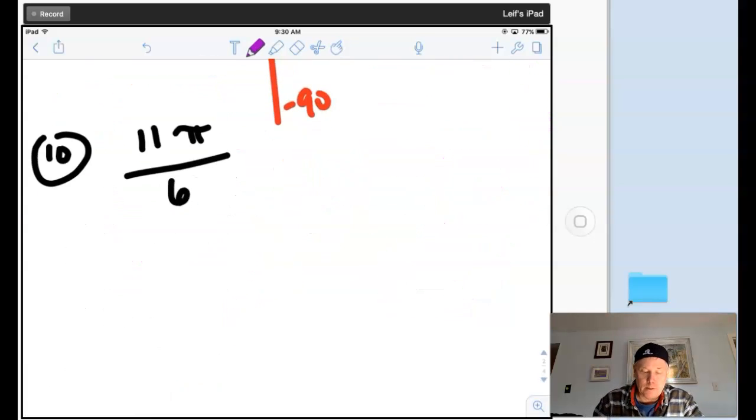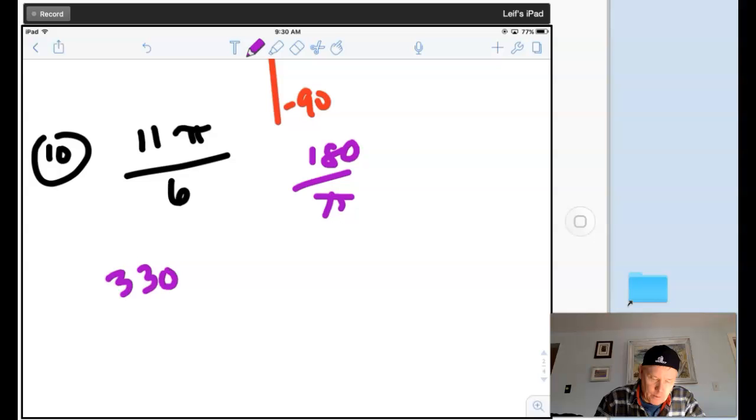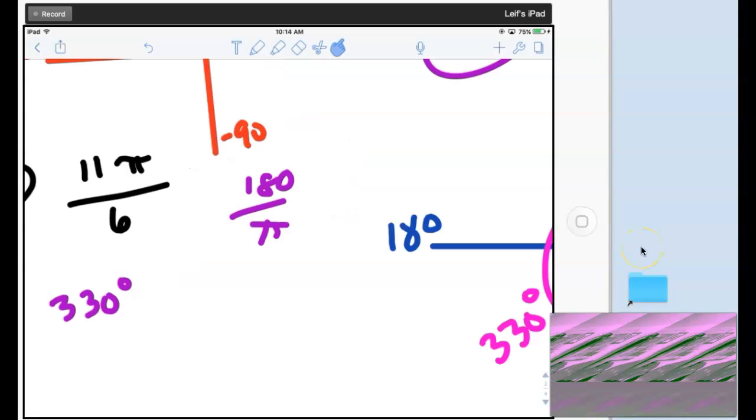Now, last but not least for this particular part, I got a couple things to show you after this, but let me get to this. 11 pi over 6, if I was to turn that into degrees, you can multiply by 180 over pi and simplify it. You'd find out that this is 330 degrees, and that's probably the easiest way to go about that one. Okay, so the 330 degrees is what 11 pi over 6 is, okay?